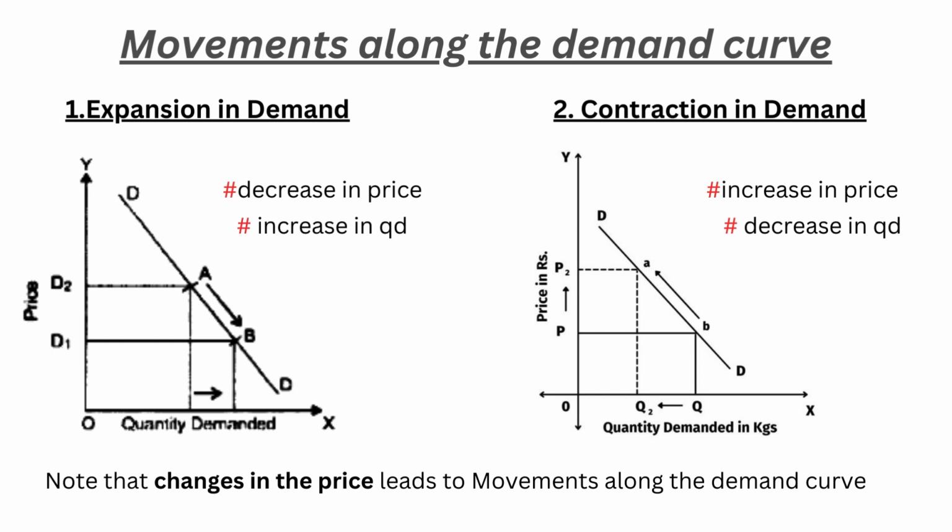For an example, think of it like your favorite phone going on sale. Suddenly, more people want to buy it because it's cheaper. On the other hand, contraction in demand is an increase in price. While the price increases from P to P1, the demand decreases from Q to Q2. Let's take an example. Imagine if the price of your favorite snack doubled, you'd probably buy less of it, right? It's contraction in action. It's clearly visible that price and quantity demanded have a negative relationship.